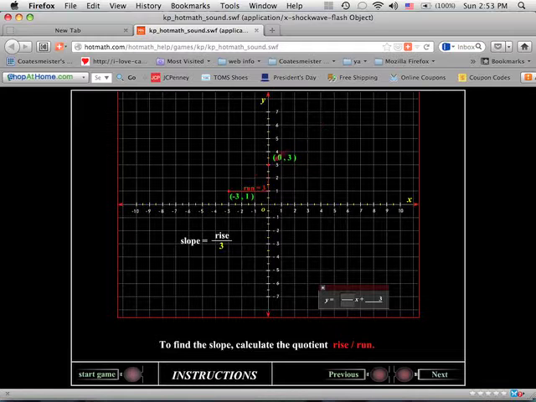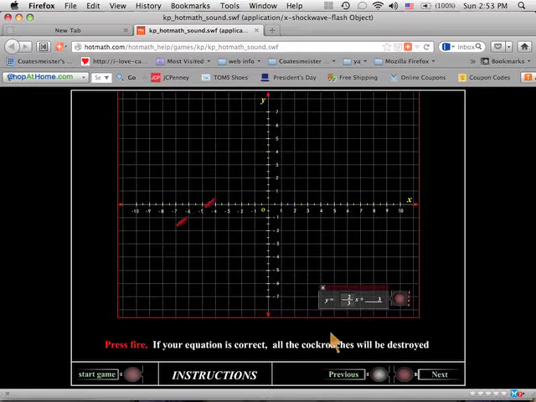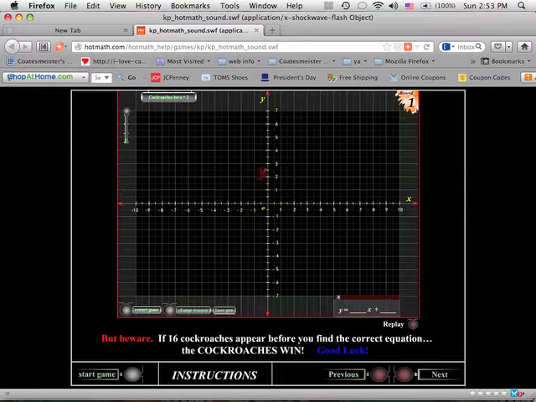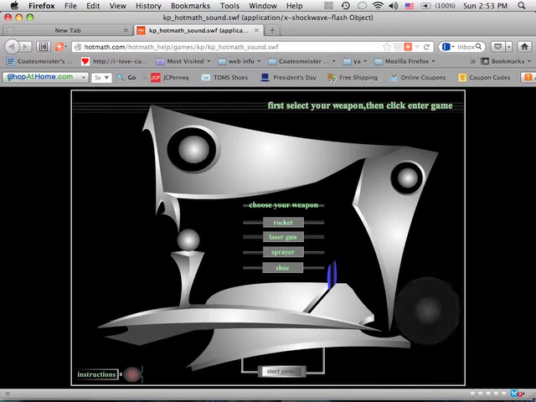If you're looking at this cockroach, you can see it's going up 2, 3 to the right. So it's 2/3, and the intercept is 3. And then you begin, and if your equation is correct, all the cockroaches will be destroyed. If 16 cockroaches appear before you find the correct equation, the cockroaches win. Good luck. And then the game begins. So this would help practice your understanding of slope, as well as using IXL.